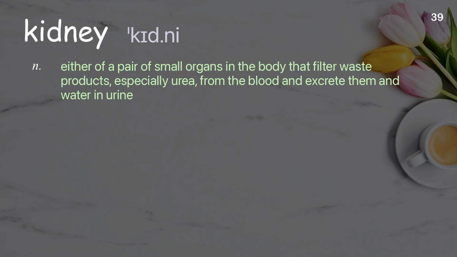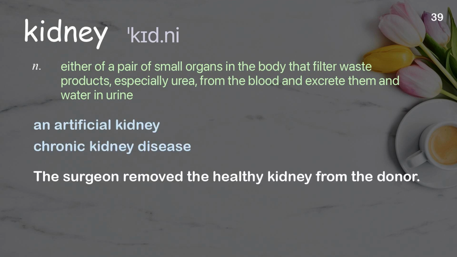Kidney. Either of a pair of small organs in the body that filter waste products, especially urea, from the blood and excrete them and water in urine. Examples: an artificial kidney. Chronic kidney disease. The surgeon removed the healthy kidney from the donor.